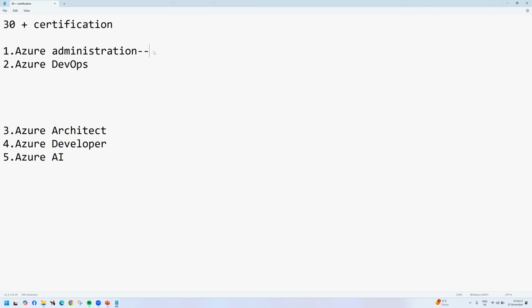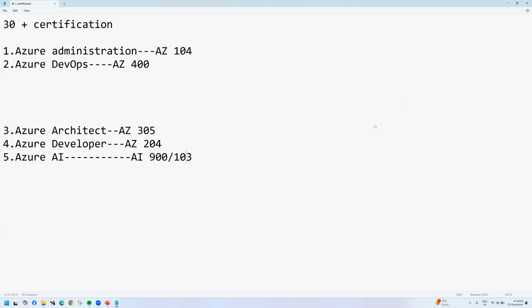The administration certification paper is AZ-104. Sorry, I'm really sorry, the number is 104. The DevOps certification paper is AZ-400. Azure Architect is AZ-305 and Azure Developer is AZ-204. For Artificial Intelligence, they have two papers: AI-900, and for AI solution developer engineering, it's AI-103, something like that, I will let you know. All Artificial Intelligence certification papers start with AI in Azure.